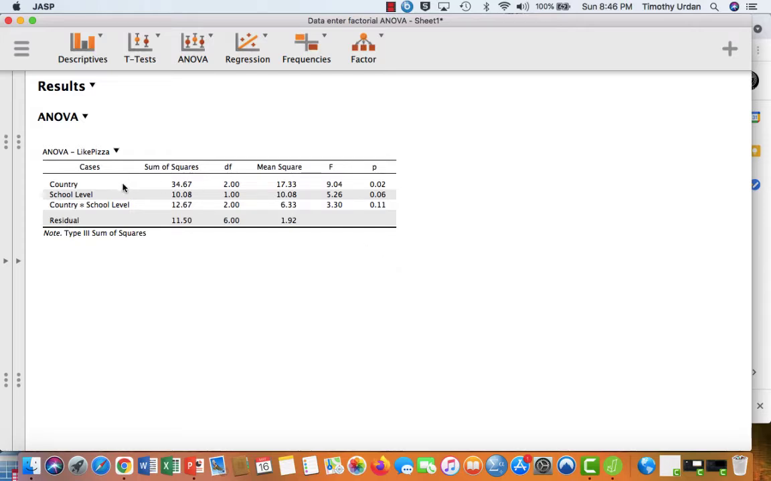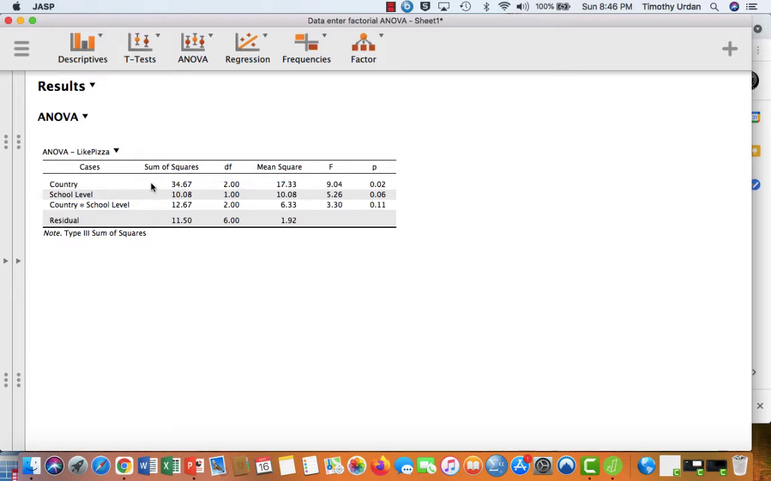Now, in a factorial ANOVA, there are basically three different ANOVAs going on. There is one for the main effect of country, meaning on average, do students in the US, Mexico, and Cambodia differ in how much they like pizza on average? That's significant, so they do. So you would say there is a difference between the population means of how much students in the US, Mexico, and Cambodia like pizza. Now here's what makes factorial ANOVA different from one-way ANOVA.